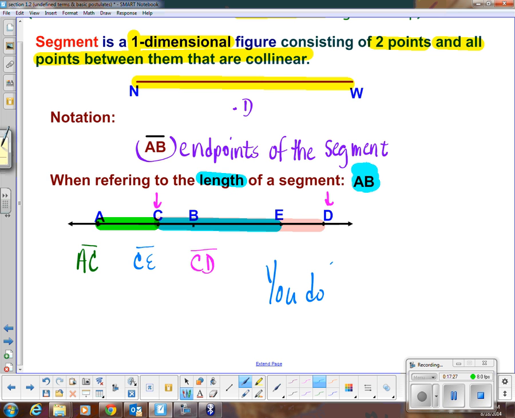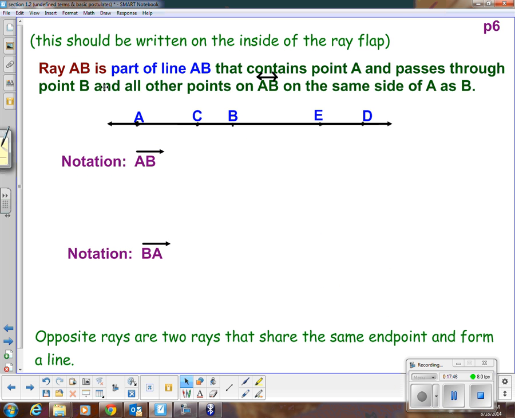All right, so now we're ready for a you-do. So highlight the you-do, and you can probably guess what I want. I want you to come up with two examples of a segment in the room you are in. All right, now this should be written on the inside of the ray flap.